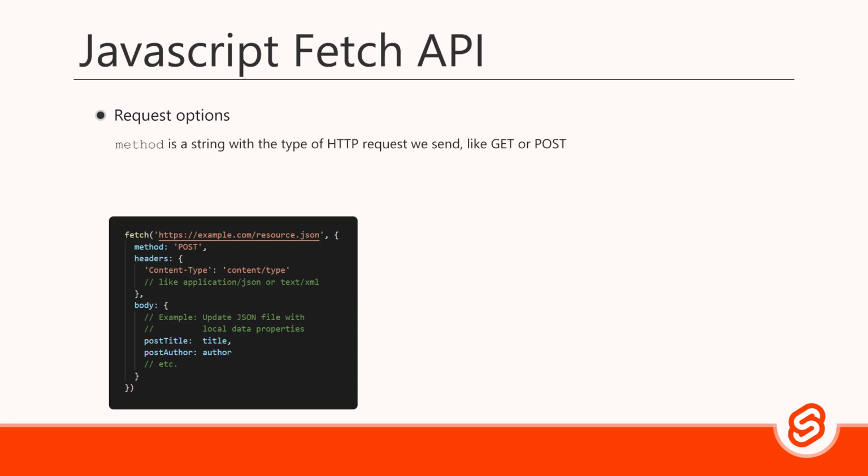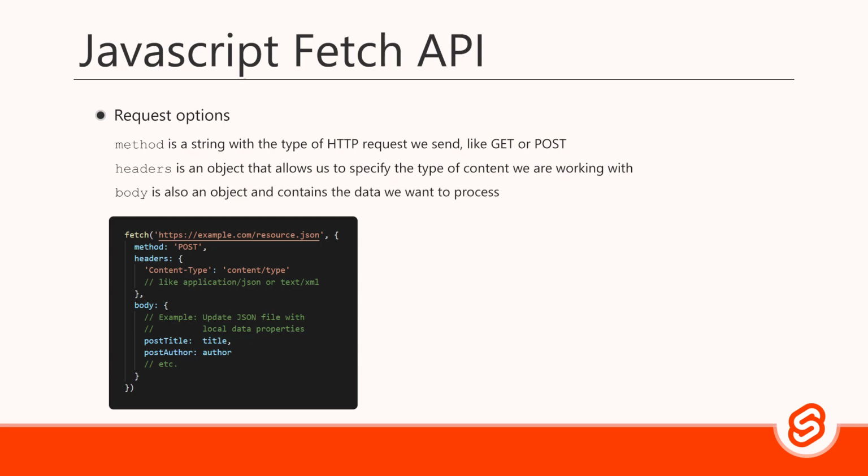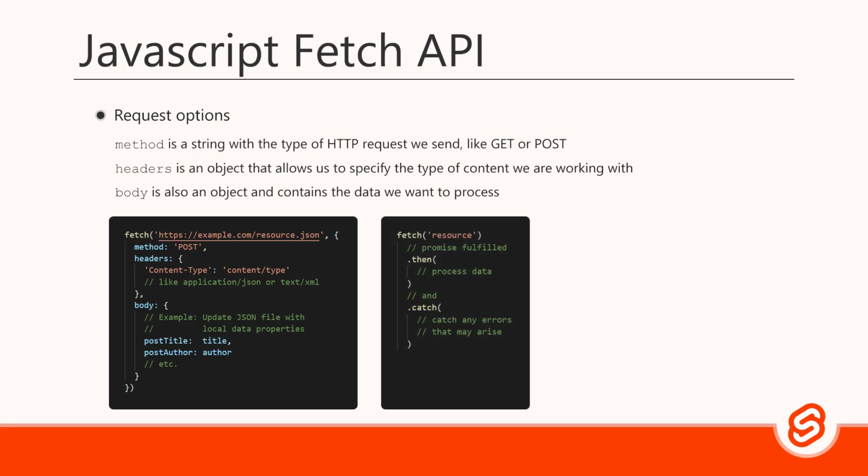Method is a string with the type of request we want to send, like GET or POST. Headers allows us to specify the type of content we're working with, like XML or JSON. And body contains the data we want to process. Fetch returns a promise with a response object, so we can chain then and catch blocks to it.